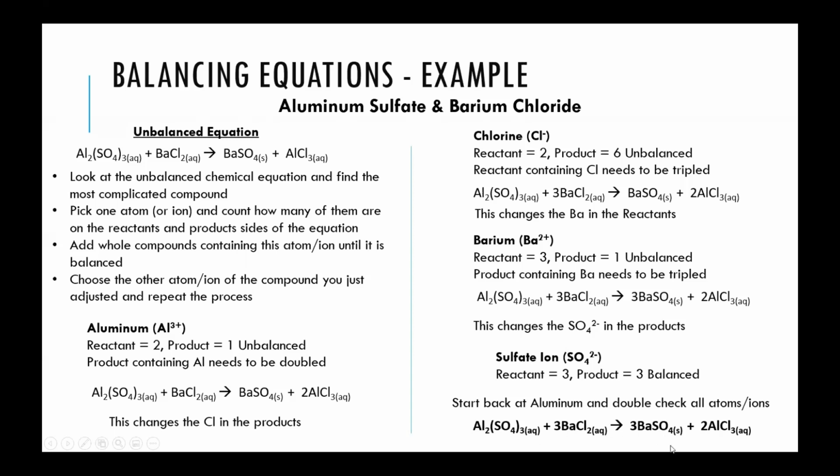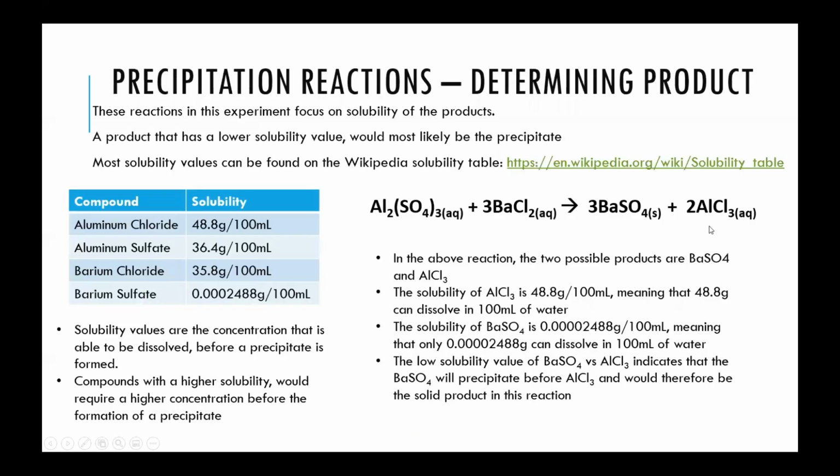But once you have a balanced chemical reaction, many of these in the experiment have one more step, and that will be the formation of a solid. You will see a solid forming in the observations, and you need to determine what that solid compound actually is. You have 2 possible choices in this, barium sulfate or aluminum chloride. So how would you know which one of these is the actual solid itself?